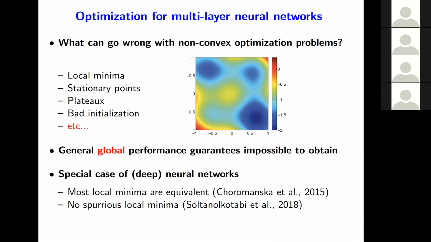Second line of work by Soltanolkotabi and colleagues shows that for some subproblems, like quadratic activation functions, with sigma being quadratic, you can avoid spurious local minima. So all of them are global. Again, very interesting, but this is limited to quadratic activation functions, which are not the ones that people use in practice. So let's try to see how we can look at it.